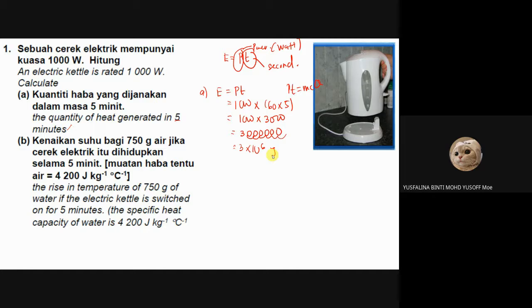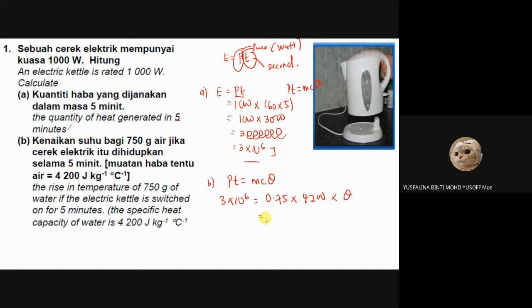Okay, so I already told you just now, PT is equal to MC theta. How much electrical energy we give is actually equal to the heat energy. So now we already have PT, right? So we can use this formula, PT is equal to MC theta. PT we already calculated, that is 3 times 10 power of 6. Then the mass, change to kg first, 0.75. C is 4,200, the specific heat capacity of water, and theta is the change of temperature that you need to find.